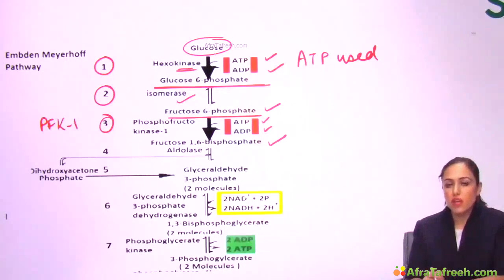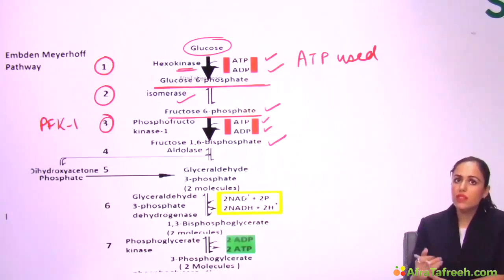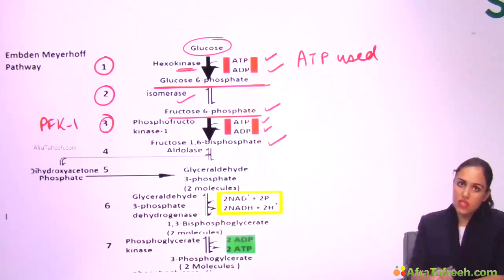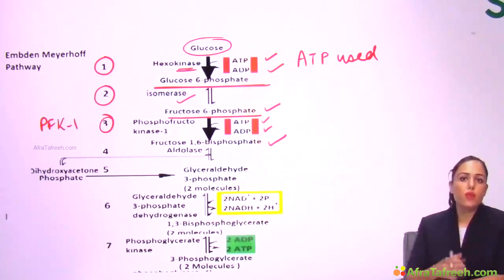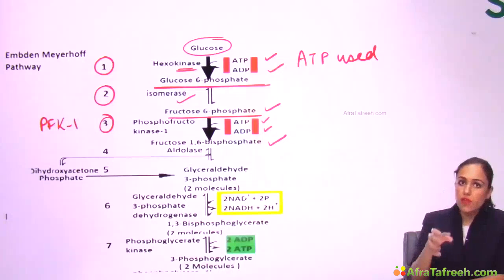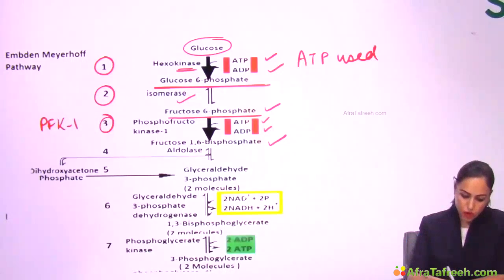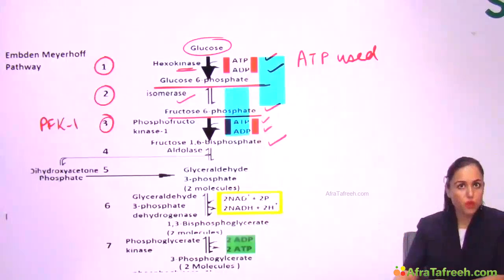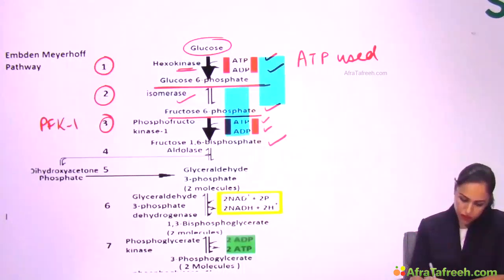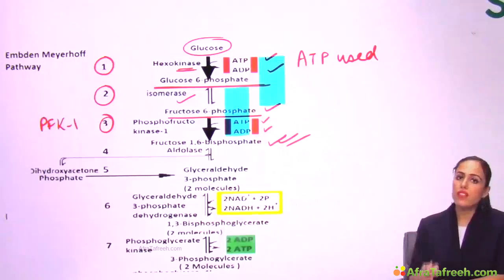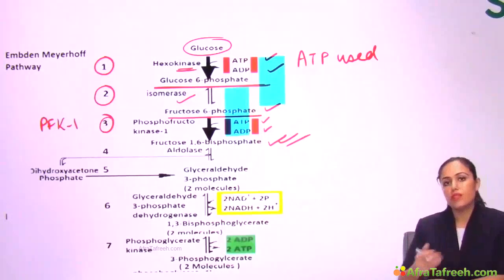This is the rate limiting enzyme of glycolysis, also the first committed step of glycolysis. What do you mean by committed step? Committed means when this step occurs, it is very sure that glycolysis will occur. That means the first and second steps of this pathway were not committed for glycolysis, because glucose 6-phosphate and fructose 6-phosphate can be used for other pathways also. But when fructose 1,6-bisphosphate is formed, we are very sure that now glycolysis will occur and pyruvate will be formed, right? So therefore I say PFK1 is the first committed step of glycolysis, right?